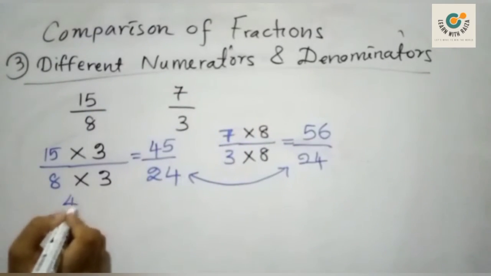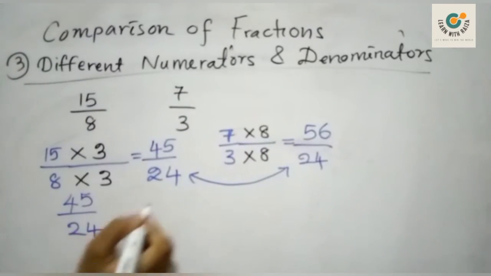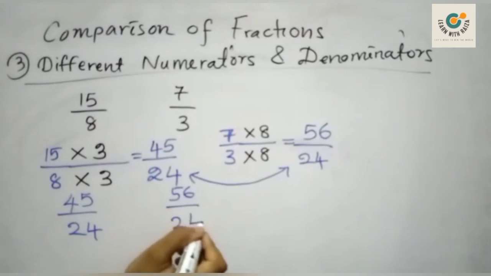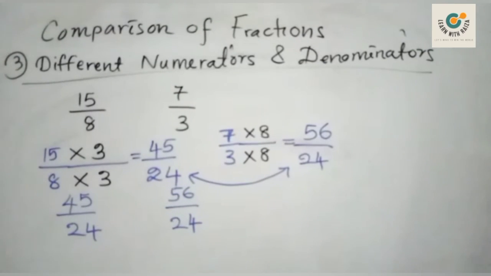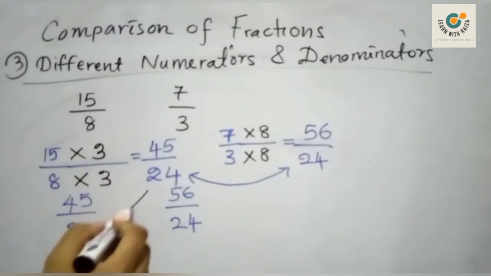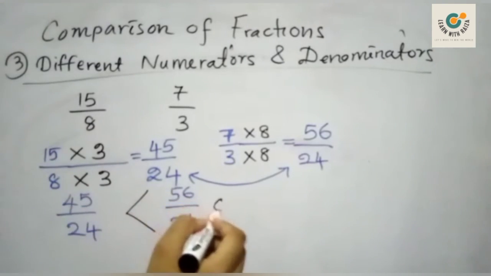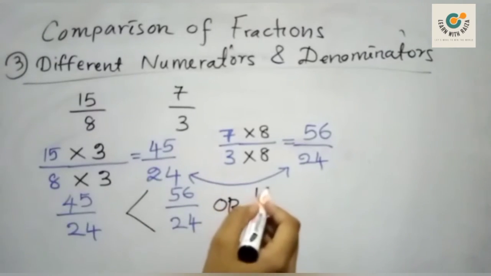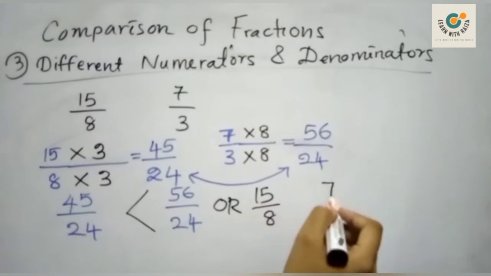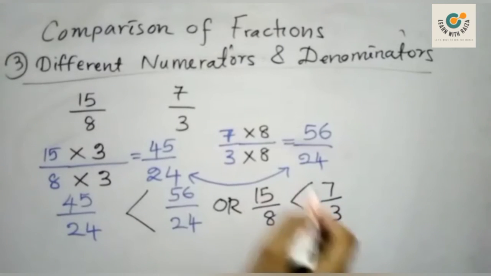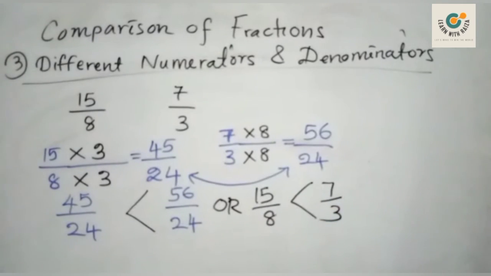So if we compare these fractions, 45 over 24 and 56 over 24, both have the same denominators. So you know that when the denominators are the same, the larger fraction is the one with the larger numerator. Or I can say, between 15 over 8 and 7 over 3, 7 over 3 is larger. So I think you have understood how to compare fractions with different numerators and different denominators. So we can move into the fourth topic of comparison.